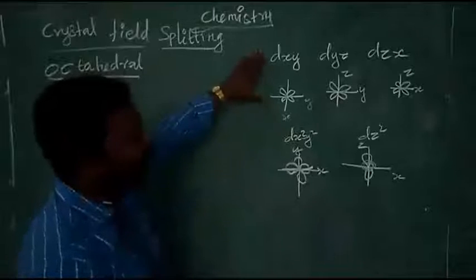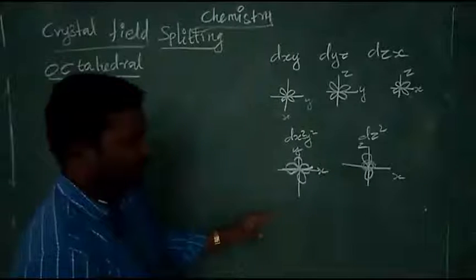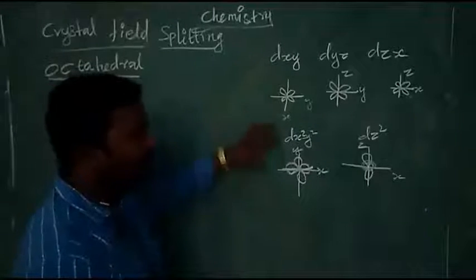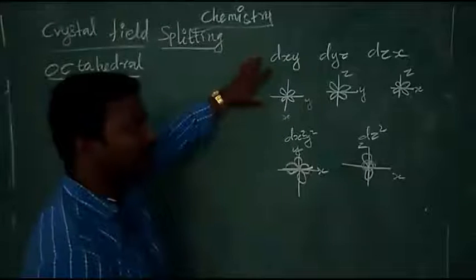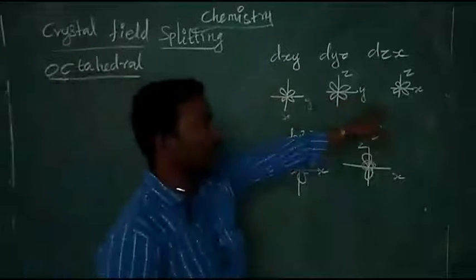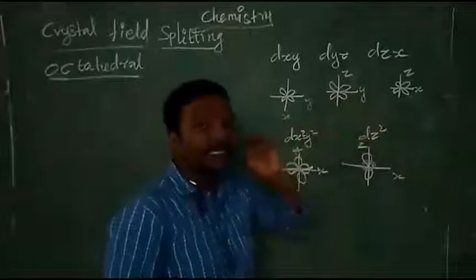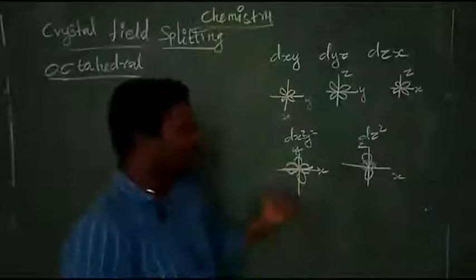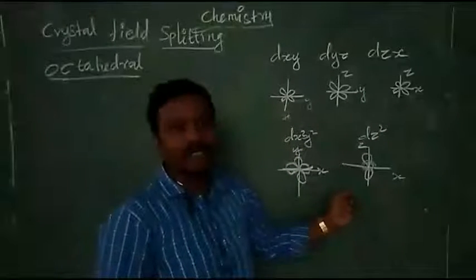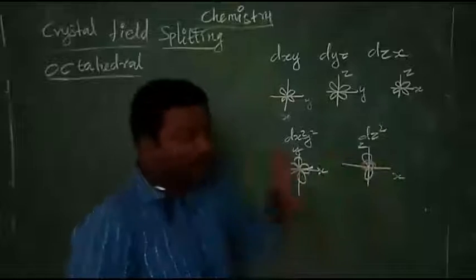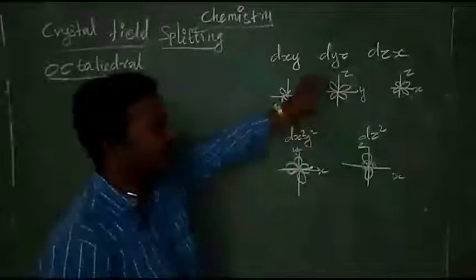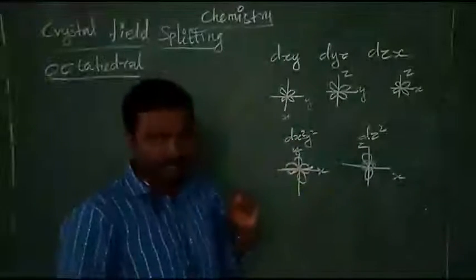So why do we want to remember all these things? Because they form 2 sets. How am I saying 2 sets? The first 3 are present in between the axes, but the next 2 are present along the axes. So based on that, they are going to approach the octahedral field.